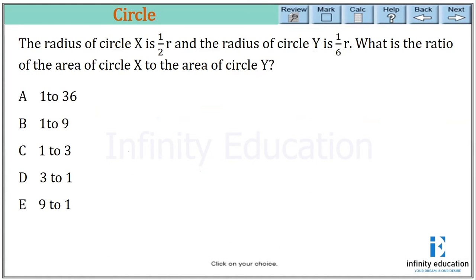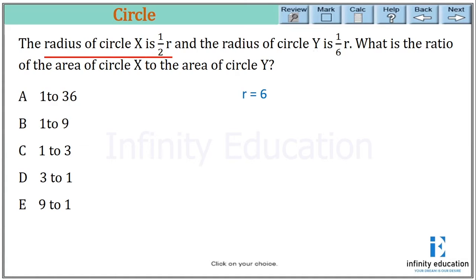The radius of circle x is 1 by 2r and the radius of circle y is 1 by 6r. What is the ratio of the area of circle x to circle y? We can see there is a variable, r, so we can take a value for the variable. Let us consider r equals 6. Now let us see the information one by one.